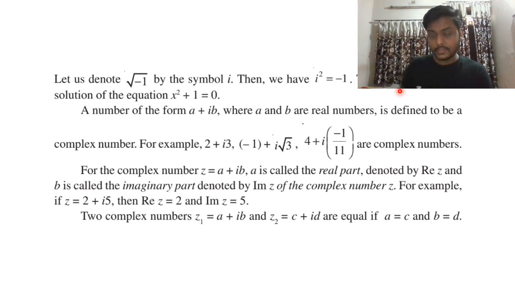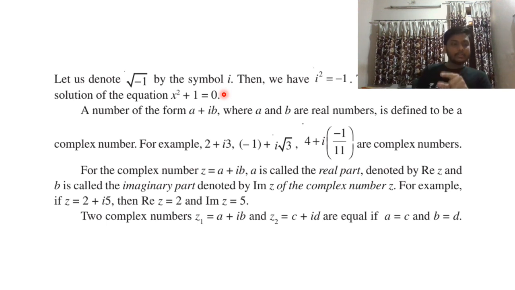Now this means that iota is a solution of the equation x square plus 1 equals 0. Are you getting this or not? Now why am I saying this? Because when I solve this x square plus 1 equals 0, I will have x square equal to minus 1. When I have x square equal to minus 1, I can put it this way, that x is equal to root of minus 1.